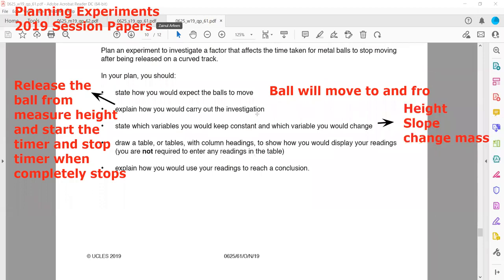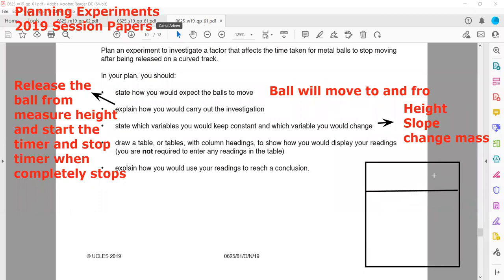Then draw a table or tables with column headings, because we are investigating how the mass can affect the time taken for a ball to stop completely. So in one of the columns, we will have mass, and we'll have the time taken by the ball to stop completely. Then explain how you would use your readings to reach a conclusion.